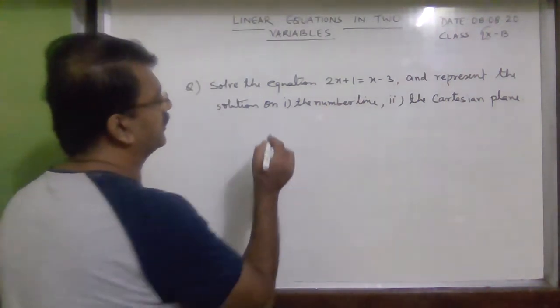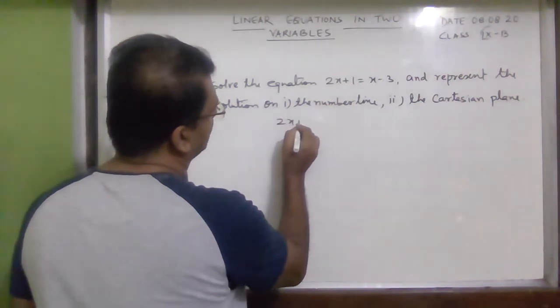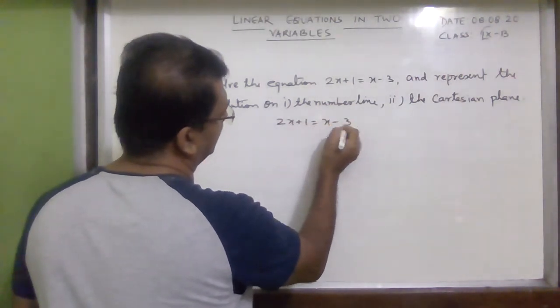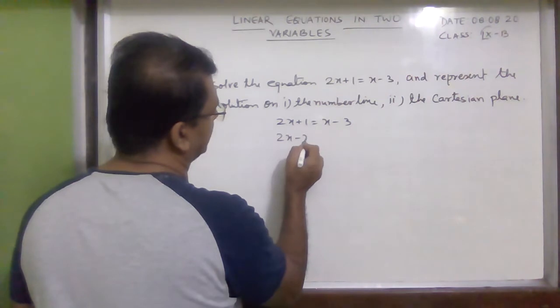First of all, they have given 2x plus 1 is equal to x minus 3. That means 2x minus x.